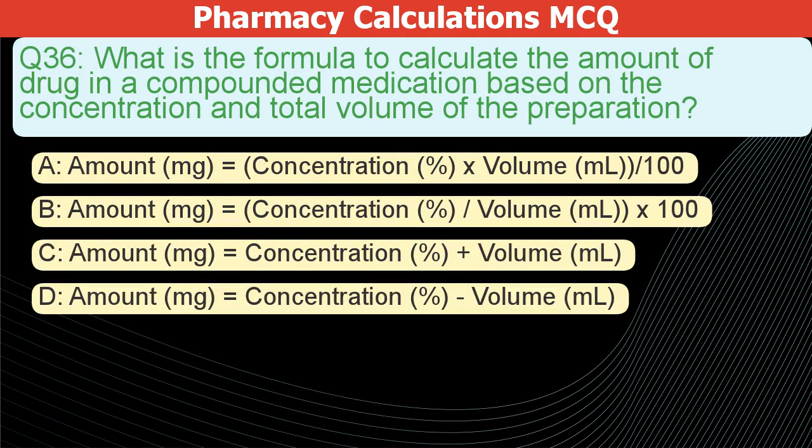What is the formula to calculate the amount of drug in a compounded medication based on its concentration in total volume? A. Amount in milligrams equals concentration percentage times volume in milliliters, all divided by 100. B. Amount in milligrams equals concentration percentage divided by volume in milliliters, all multiplied by 100. C. Amount in milligrams equals concentration percentage plus volume in milliliters. D. Amount in milligrams equals concentration percentage minus volume in milliliters.